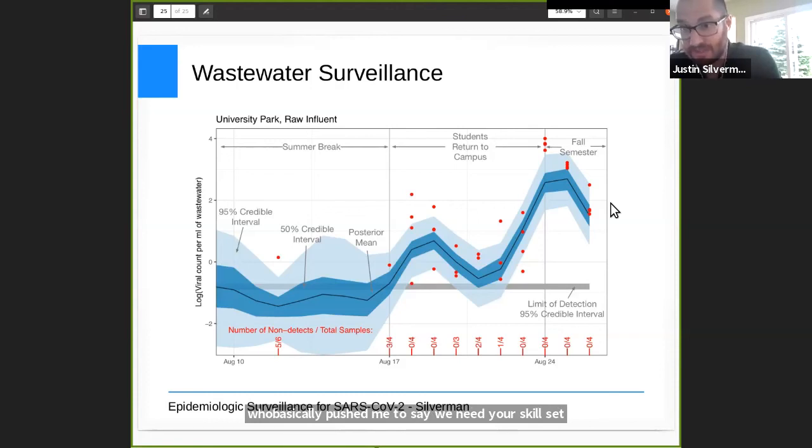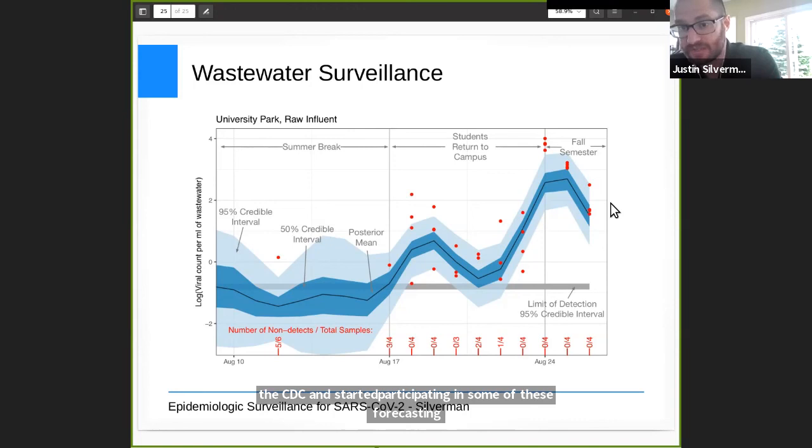Early on, I got hooked up with the CDC and started participating in some of these forecasting challenges, trying to help forecast the spread of COVID around the US, because it seemed like I could help. And then we found the signal in the ILI, and it just sort of snowballed.